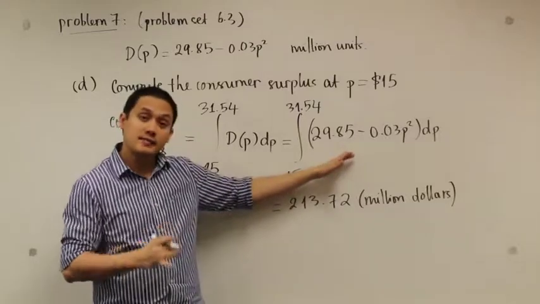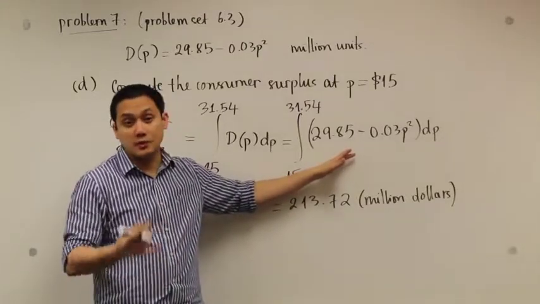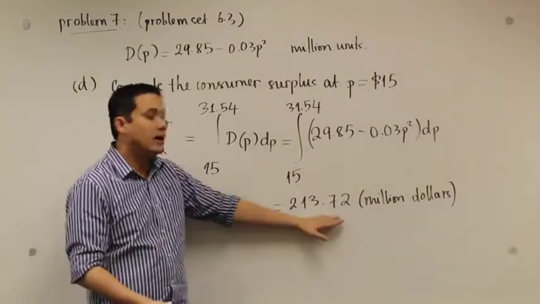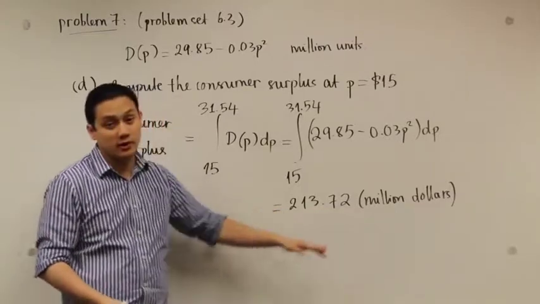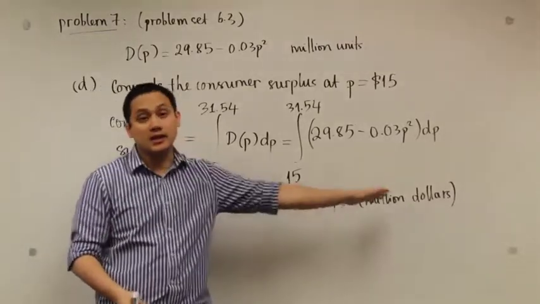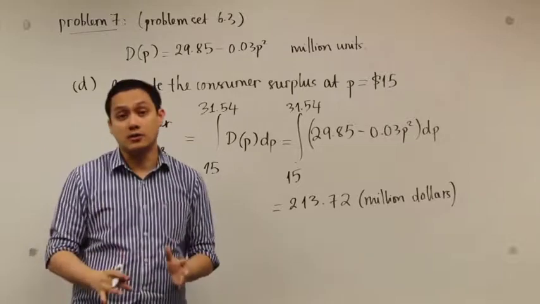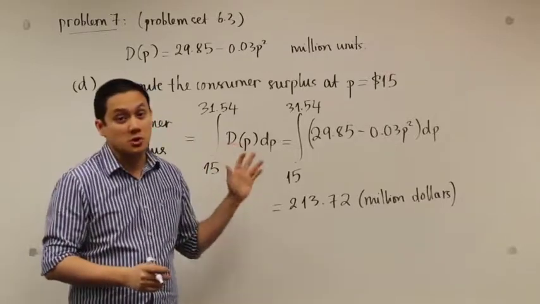Because this is just a definite integral, you can use the option math 9 to get the value of 213.72, and the unit once again is million dollars, and that is the consumer surplus.